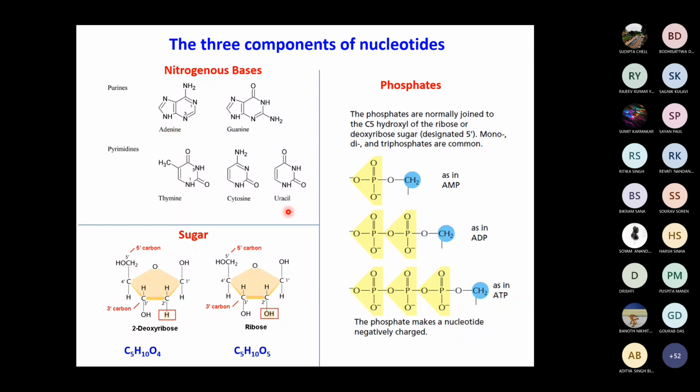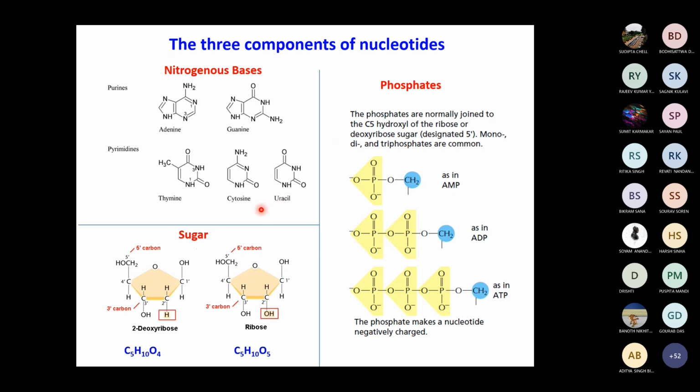thymine, cytosine, and uracil. I have seen students who make mistakes, like now we are talking about glycine, glycerol. So don't get confused with cytosine and cysteine. Okay, guanine with something else, glycine and all, glutamine and all. So adenine, guanine, thymine, cytosine, uracil. 5 nitrogenous bases are there.